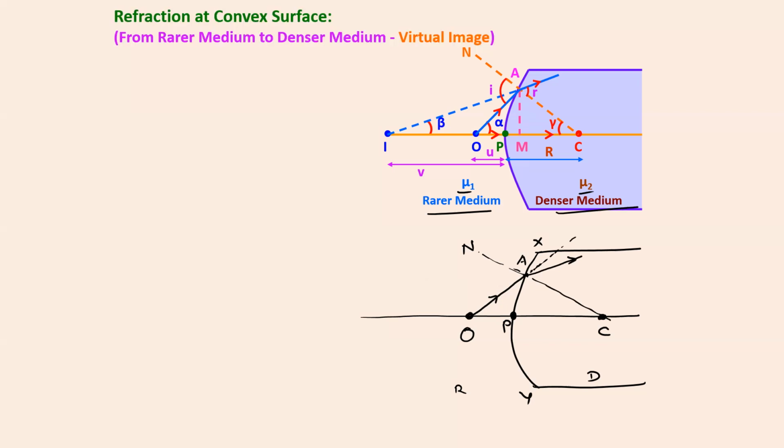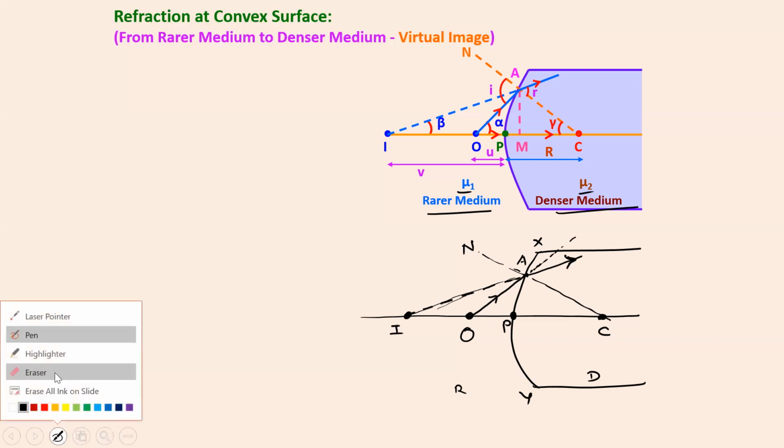But as it is a virtual image, we cannot show it on the screen. If you extend it in another direction, it is going to meet at this virtual image, appear to meet. That is how we draw our virtual image.